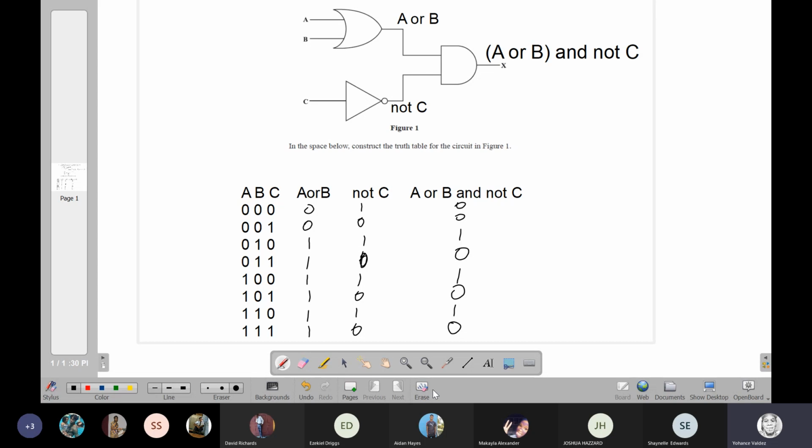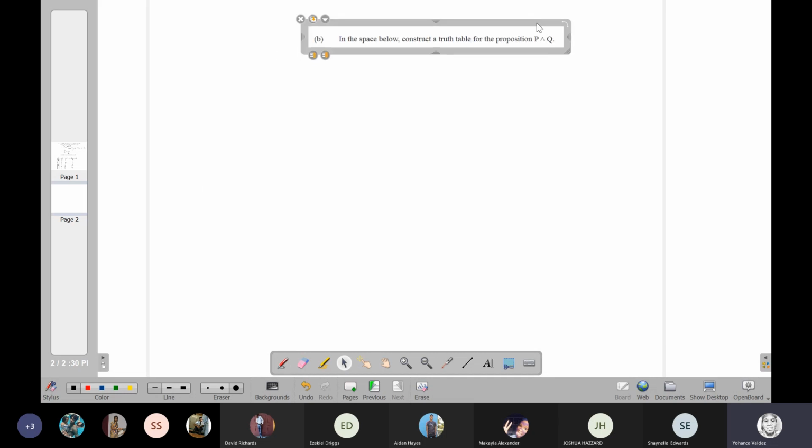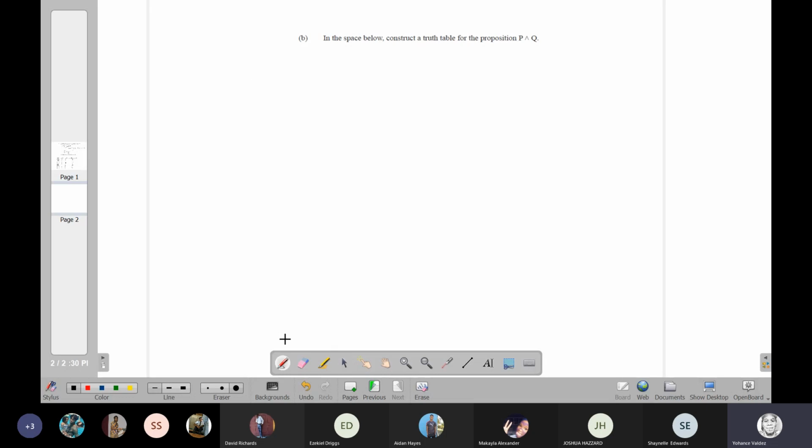So again, they followed up a truth table question with another truth table question. In the space below, construct a truth table for the proposition P and Q, not or Q. Right? So we have, again, we have P. This one could be done very quickly. P, Q, right? If we have P and they represented it using this propositional logic that's at the back of your syllabus.